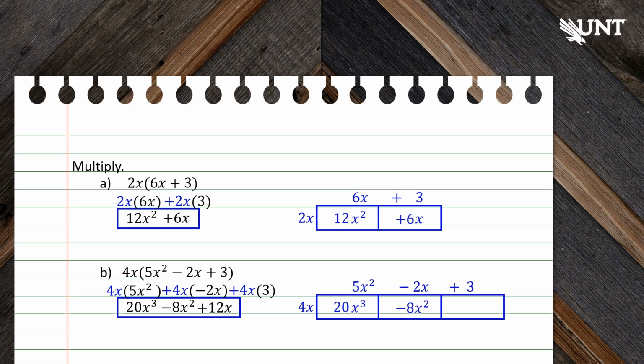Our third and final rectangular area is made up of the dimensions of 4x on the left side and 3 across the top. Again, the area is where we multiply these two values. 4 times 3 is 12, and we have an x. And so in these three regions, we have 20x cubed minus 8x squared plus 12x. And if you notice, these are the same values we came to the conclusion of when we distributed.